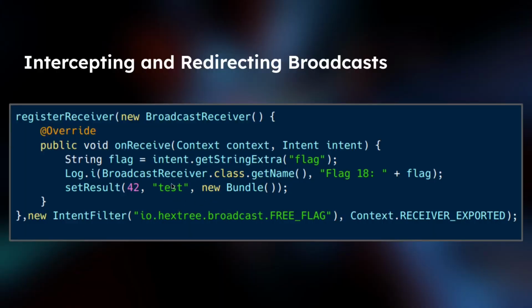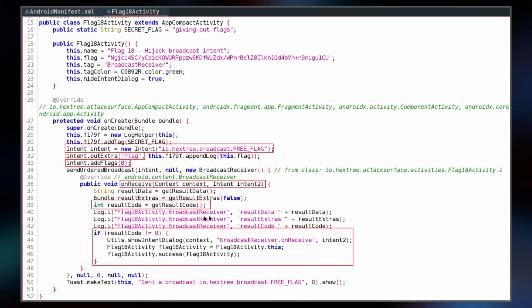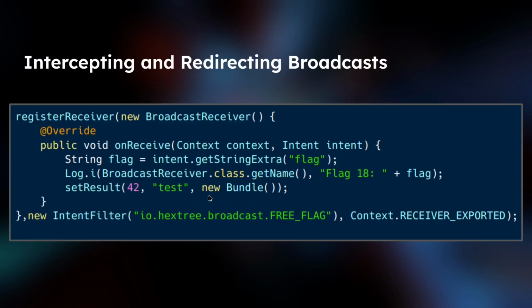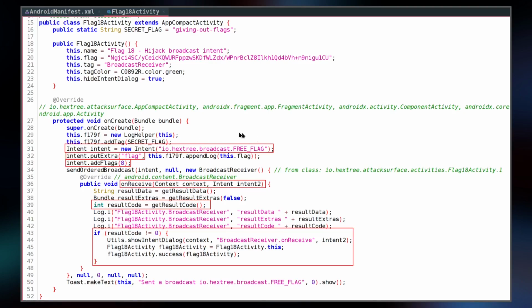I think this is the result extras. We set its test. Yeah, the extras, we set its test. And then we create a new bundle just to send it. And then we clarify our intent filter is free flag, because that matches where this intent that's going out is going to go.